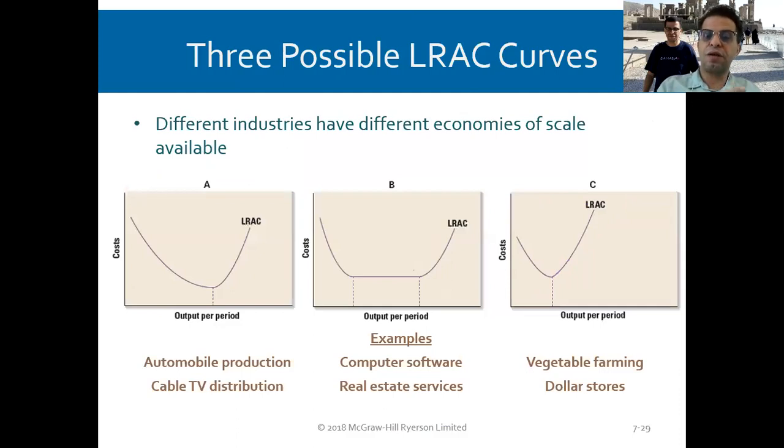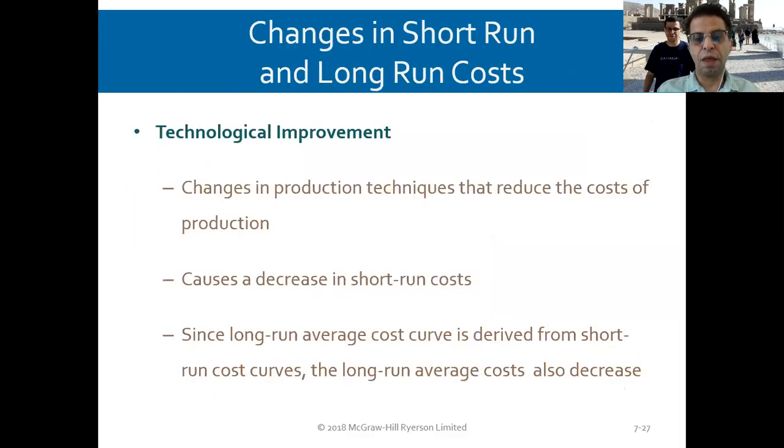Now, these are different shapes for each industry. For example, you might see this in automobiles and cable TV distribution, in computer software and real estate, and this one is vegetable farming. Each one has a different economies of scale and long run average cost curve belonging to that industry.